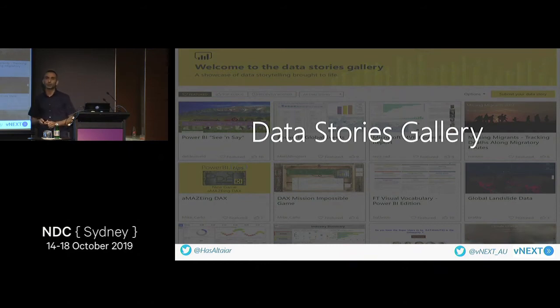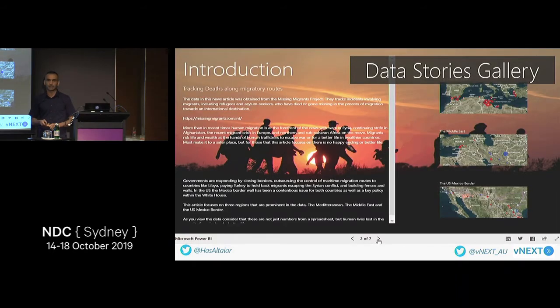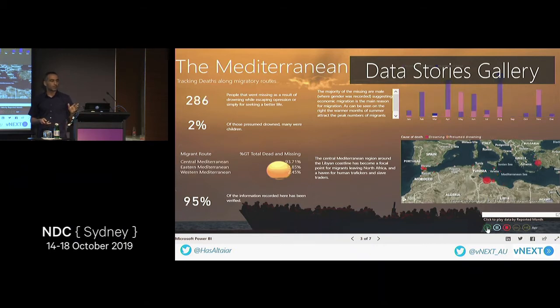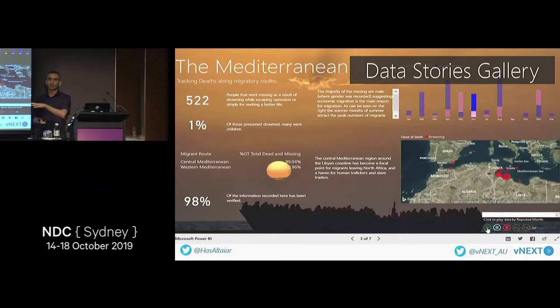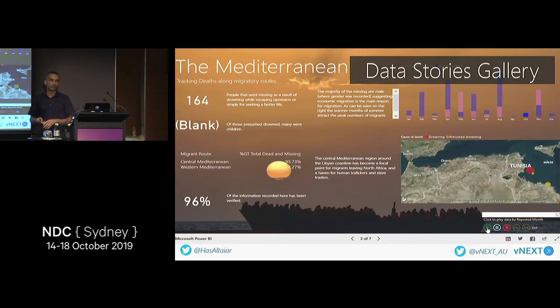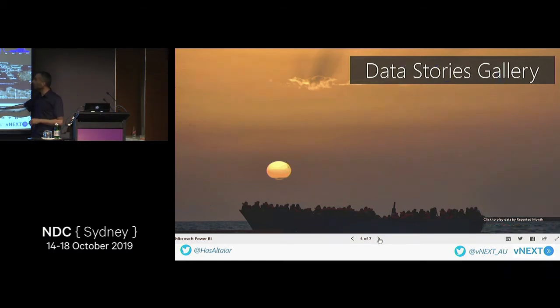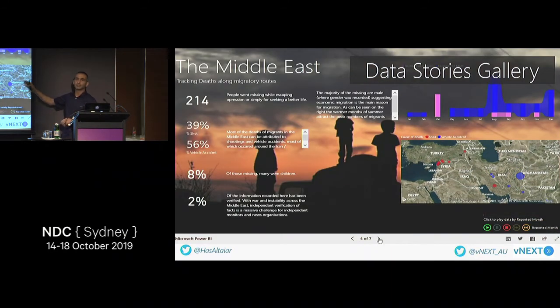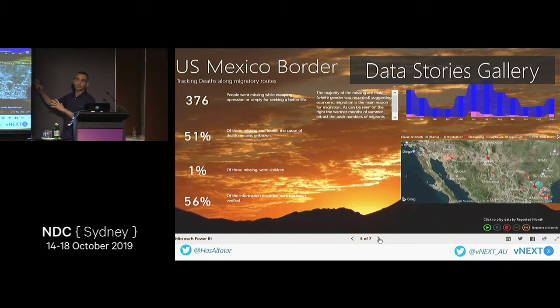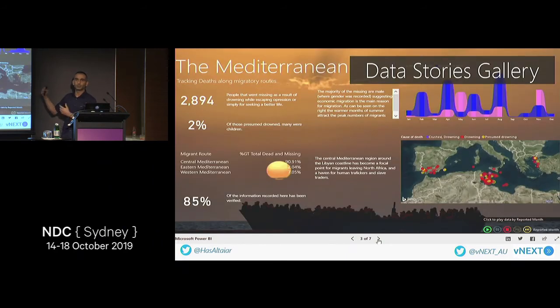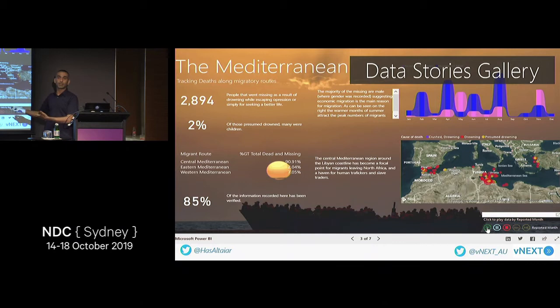Data stories gallery is another good one that you can draw some inspiration from. There are a lot of reports that have already been published. This is an example of one story that's on Power BI community. This story tells the number of deaths around the migration route across the globe. And as you can see, not only does it tell the story, but you have this green button where you could play the statistics by number of months, for example, across the number of regions that are there. So I find data stories gallery is really a good way to draw inspiration on what's available out there and what you can do.